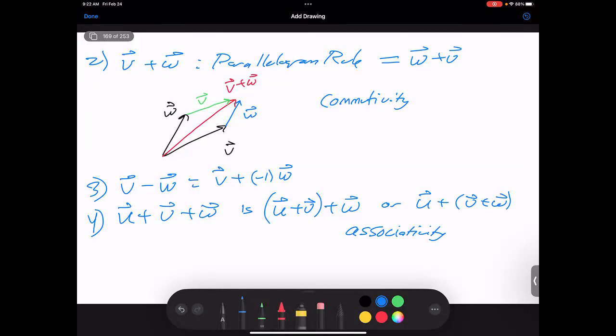But what if I wanted to add 3 vectors? Well, I add 2 of them, and then that gives me a new vector. U plus v is now just a new vector. And I take that new vector and I use the parallelogram rule and I add w. Because it doesn't matter, because they give you the same answer, we are often lazy and we drop the parentheses and we say, let's just add u plus v plus w. Don't overload by putting too much down.